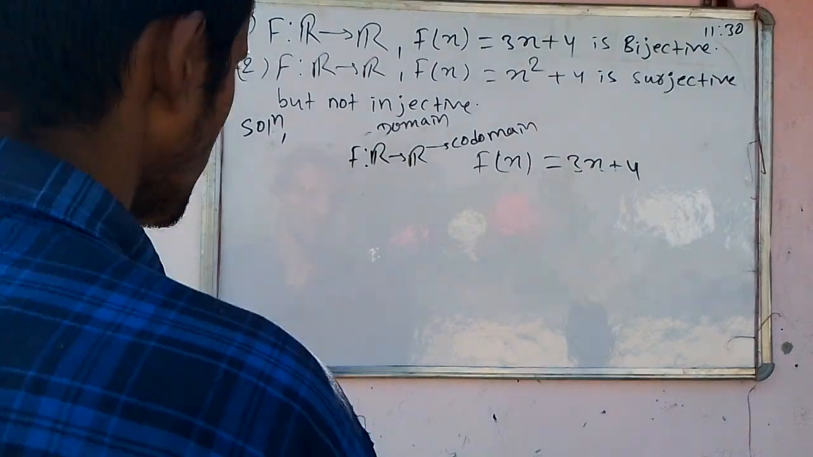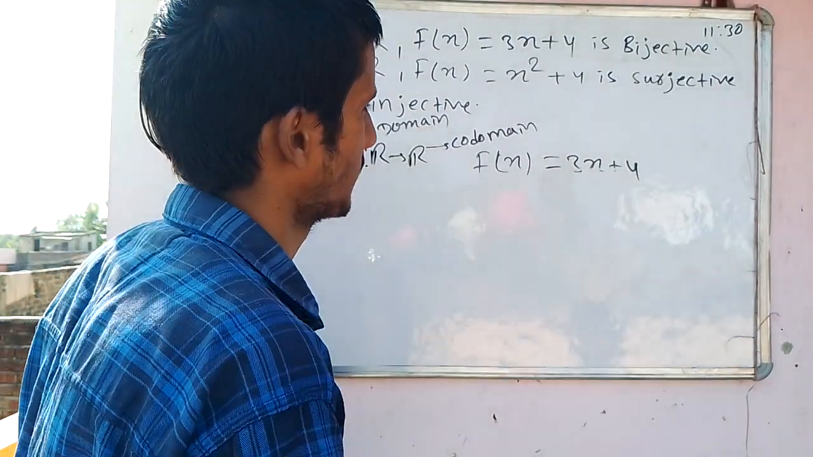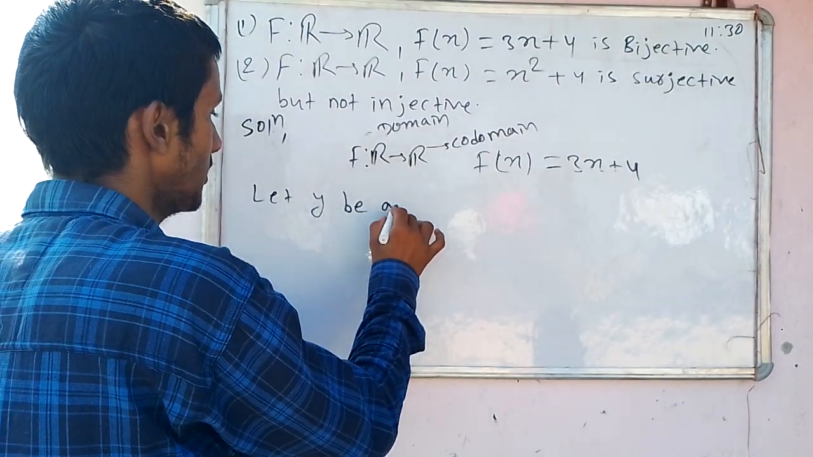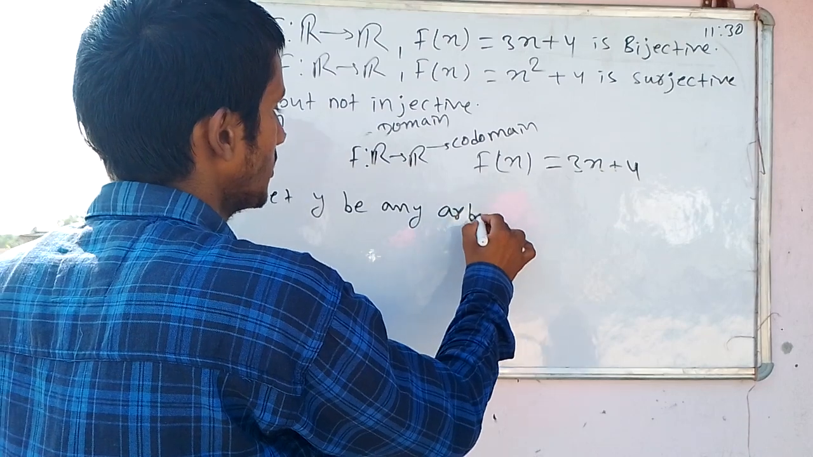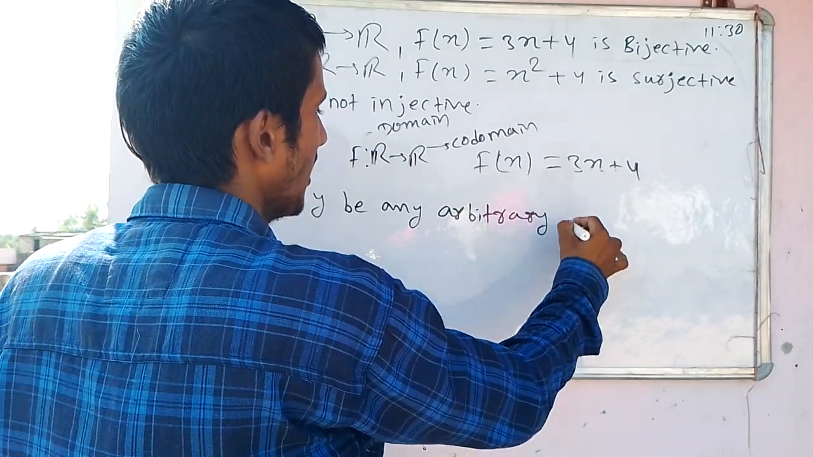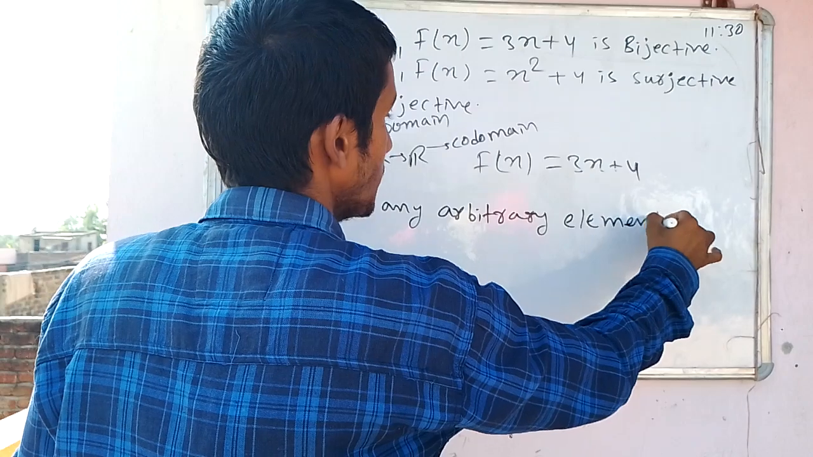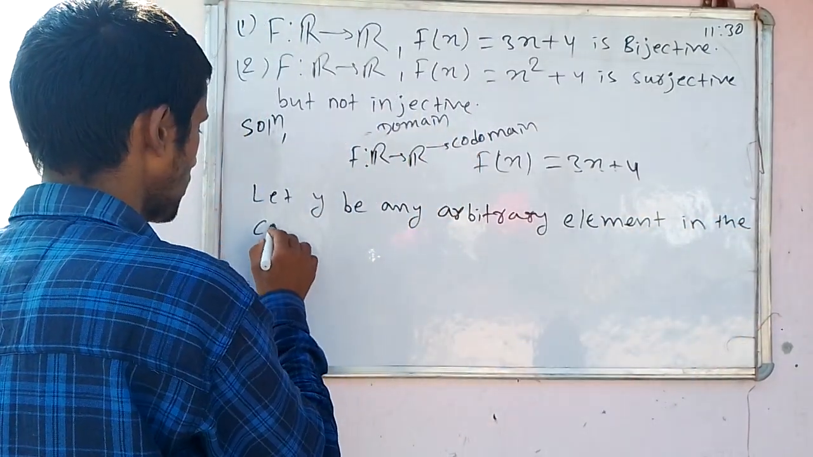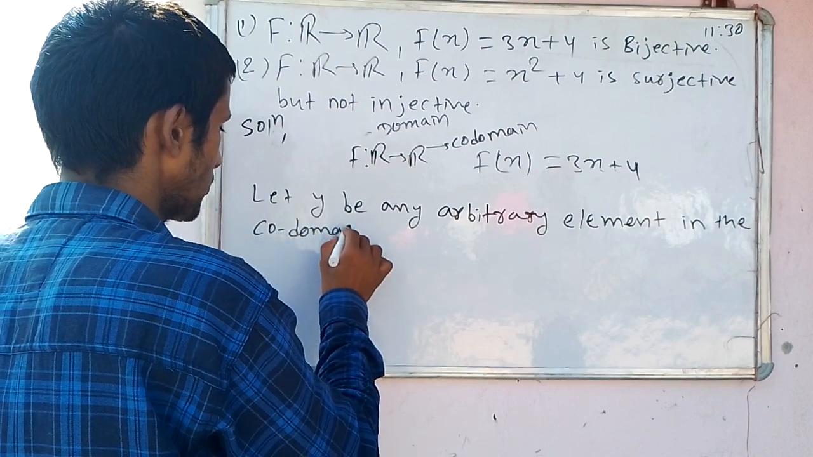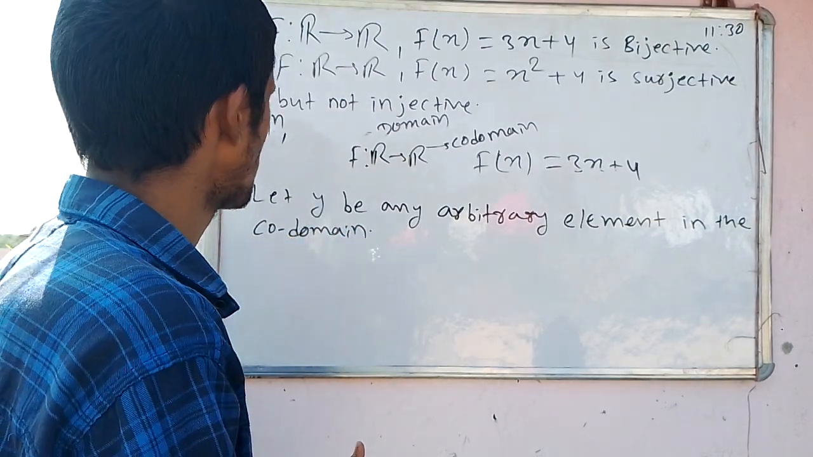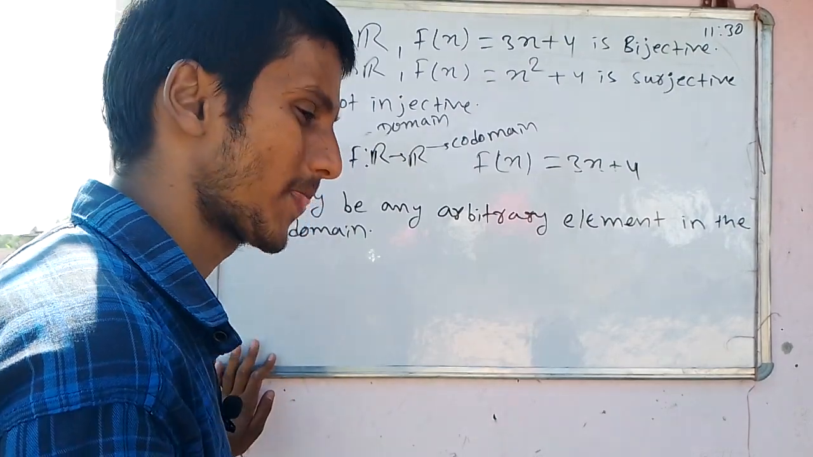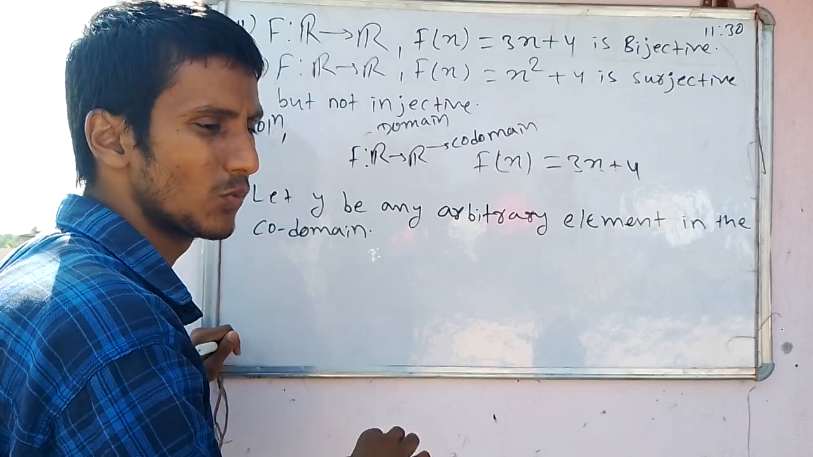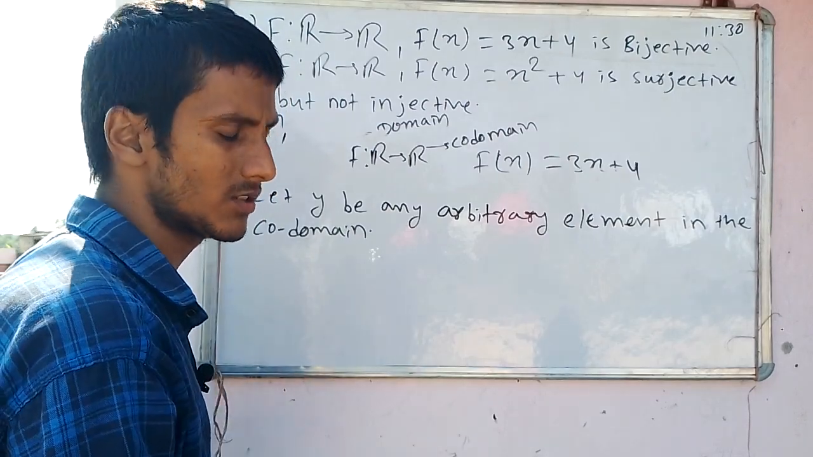Okay, so you're gonna prove that this is surjective. Let y be any arbitrary element in the codomain. What do you have supposed here? Let y be any arbitrary element in the codomain. If there is an x for that y, what does that mean? It means that it is surjective.